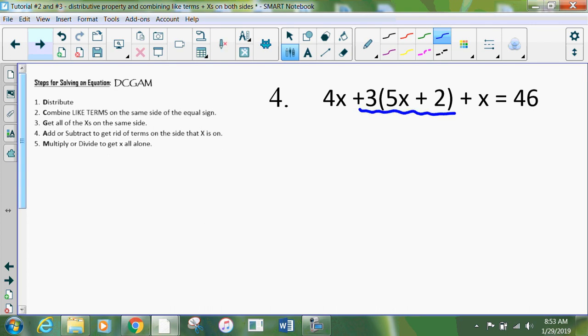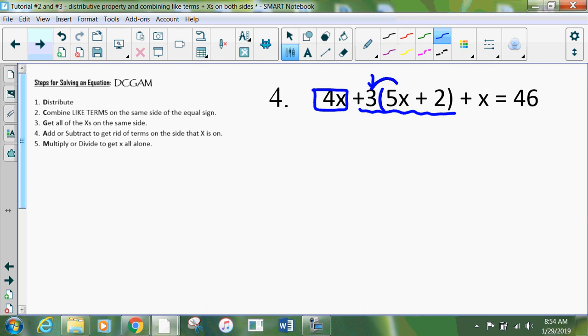See this 4x? We're going to ignore it, okay? It's like I'm going to put a box around it to just tell you we're ignoring that. We're not distributing the 4x. It's this 3 that we're distributing. So you got to distribute whatever occurs right before that parenthesis.